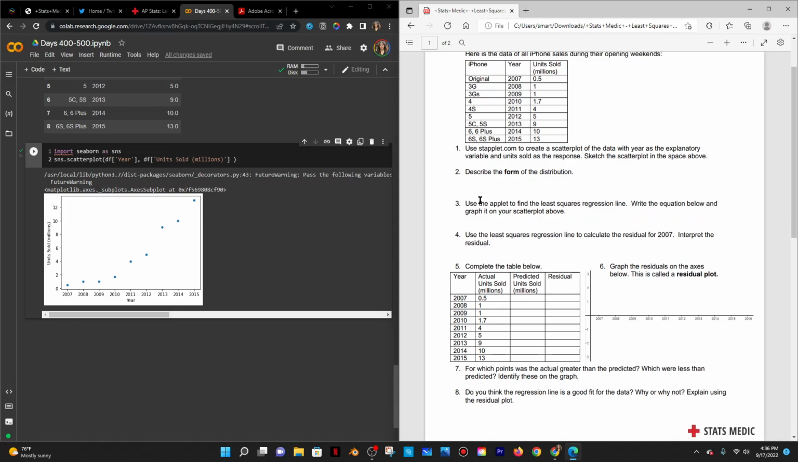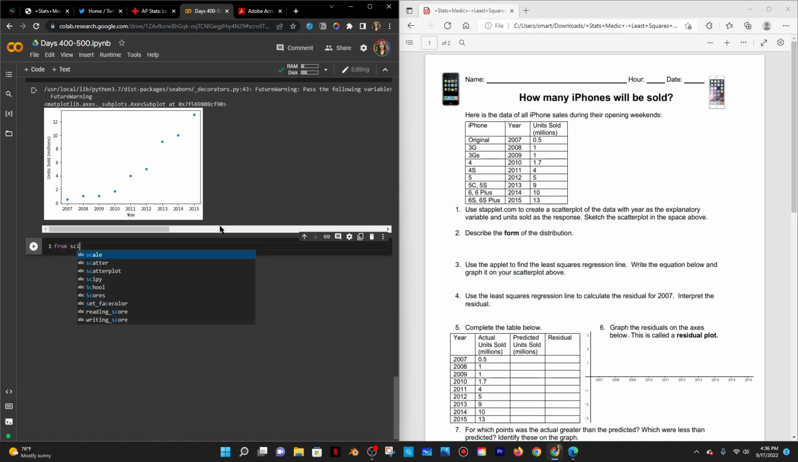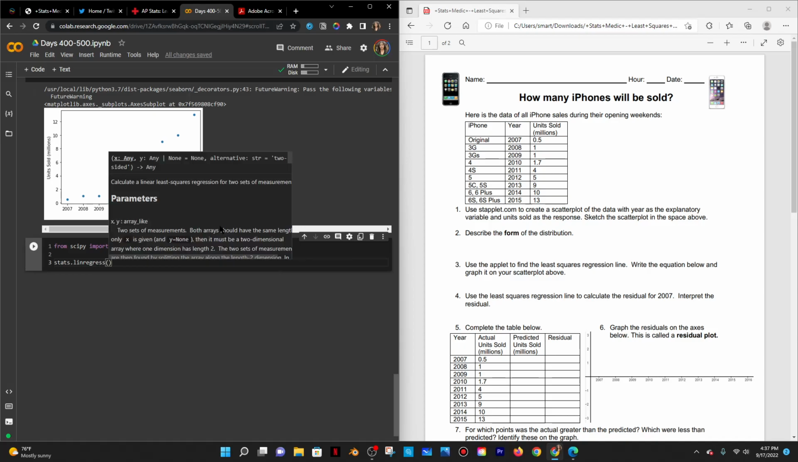And then it says use the applet to find the least squares regression line, write the equation below, and graph it on your scatter plot above. So, okay, there's another library. From scipy, I could do from scipy import stats. And then I can do stats.linregress, a function that outputs the terms for the least squares regression line.